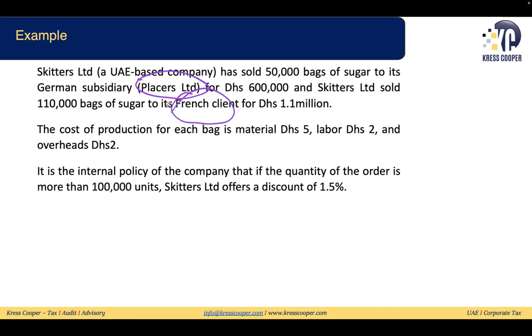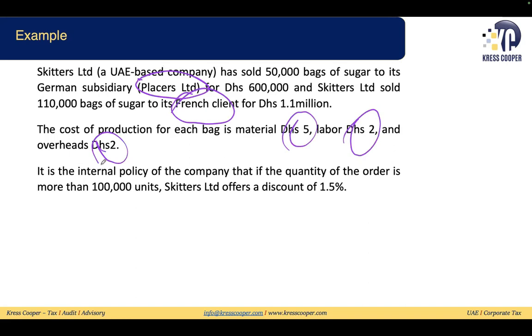50,000 bags have been sold from the UAE entity to the related party, which is based in Germany. And at the same time, they have sold 110,000 bags to its client, which is the third party, an independent party, which is based in France. The cost of production for each bag is 5, 2, and 2.